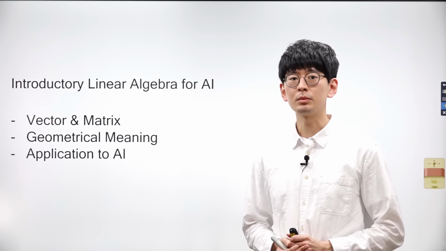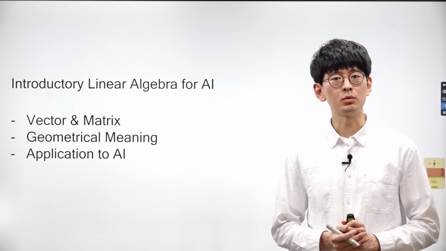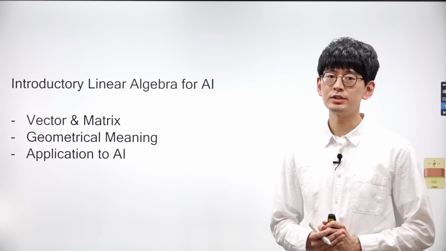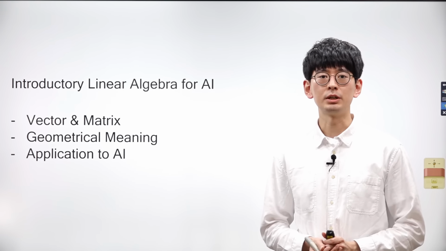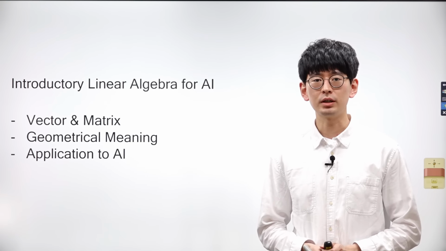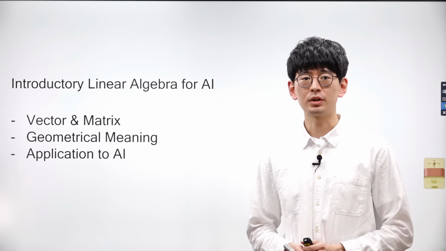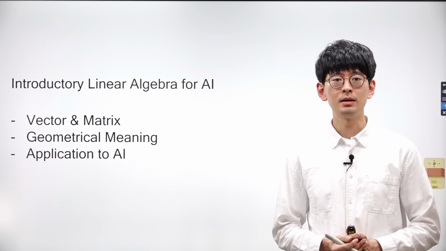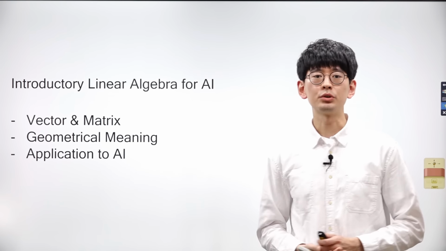Linear algebra itself is a somewhat complex field of study, and it has a long history as well. So covering the entirety of linear algebra can be quite complex and difficult. So we'll review the linear algebra theories commonly used in AI and see how they're applied in AI in this lecture. I've listed 3 keywords here: vectors and matrices, their geometric meanings, and how they're used in AI.